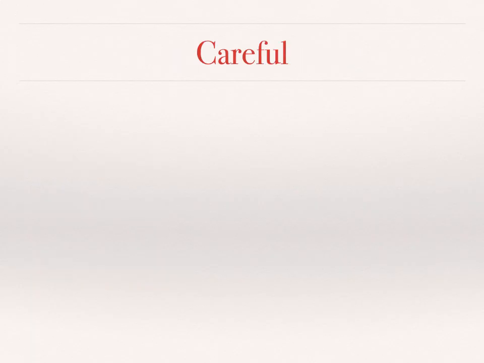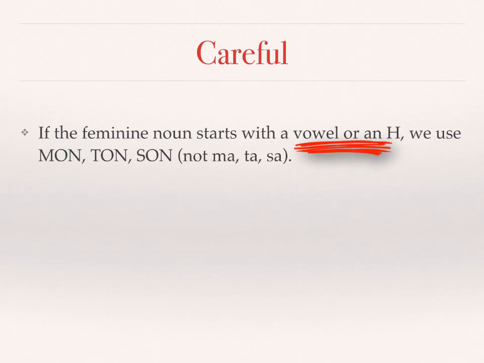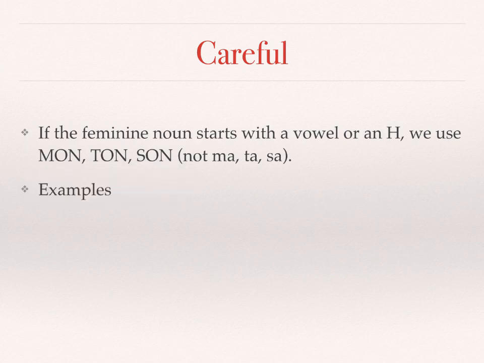Now here comes another difficulty and you need to be really careful with this one. If the feminine noun starts with a vowel or an H, instead of using ma, ta or sa, we are going to use mon, ton, son. So the masculine form. So that's very confusing here. So some examples. Ami is a feminine word, but we will not say ma ami in French, we will say mon ami because the word ami starts with a vowel.